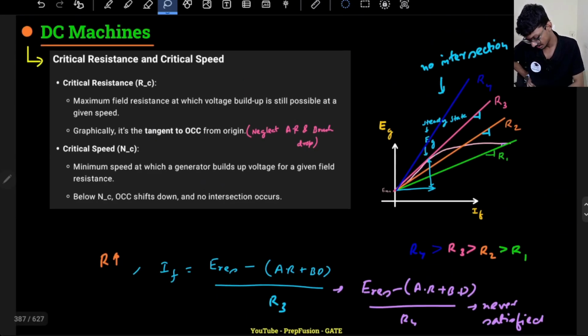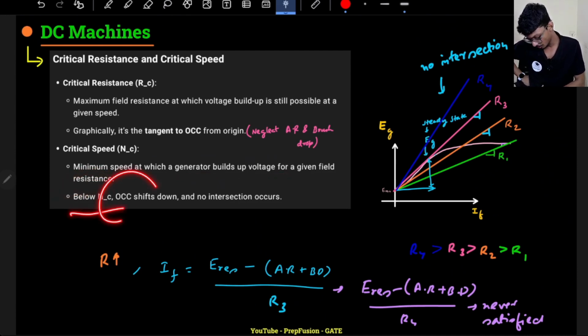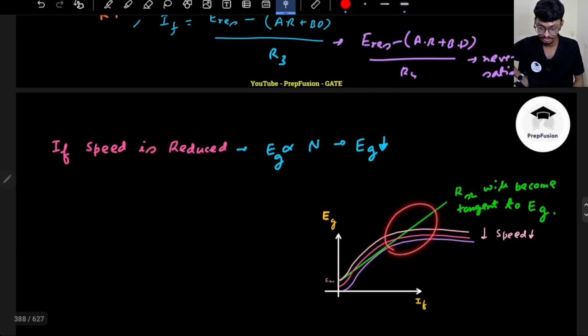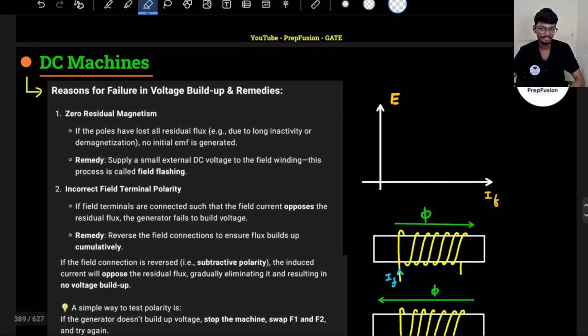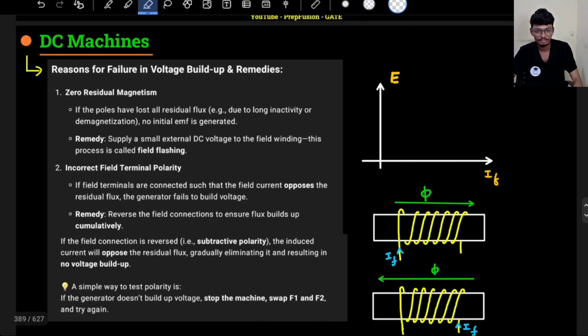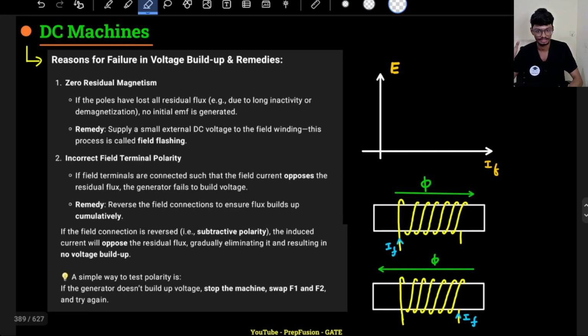So that's why it is written here, the minimum speed at which the voltage generator builds up for a given resistance. Okay, if I keep on reducing my speed, the open circuit characteristics will shift down, and there will not be any intersection, and if there is no intersection, voltage buildup will fade. So that is what we will discuss, what can be the causes of failure of voltage buildup. So the first cause will be if there is zero residual magnetism.